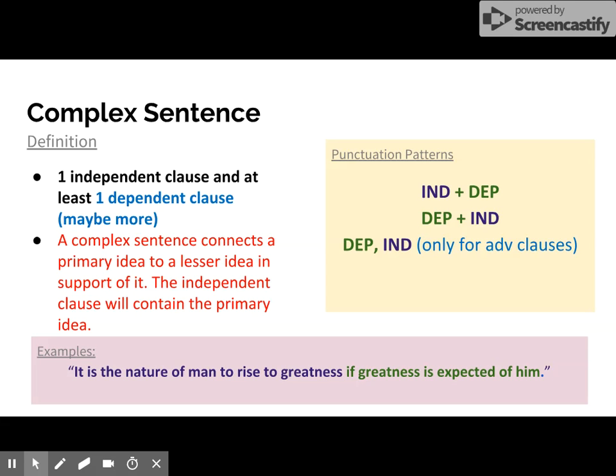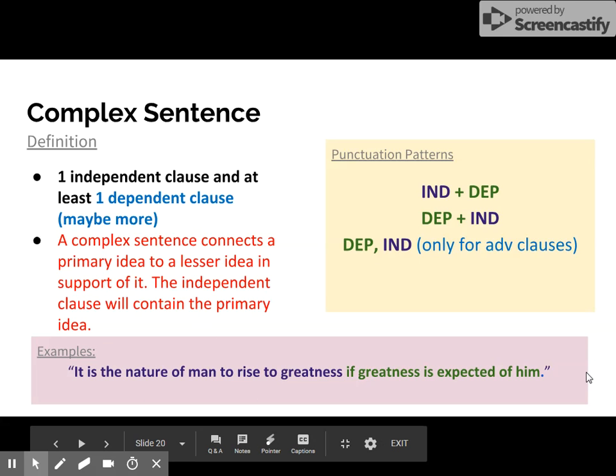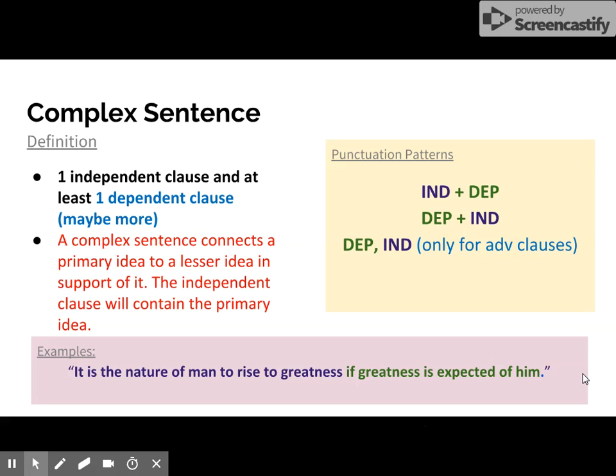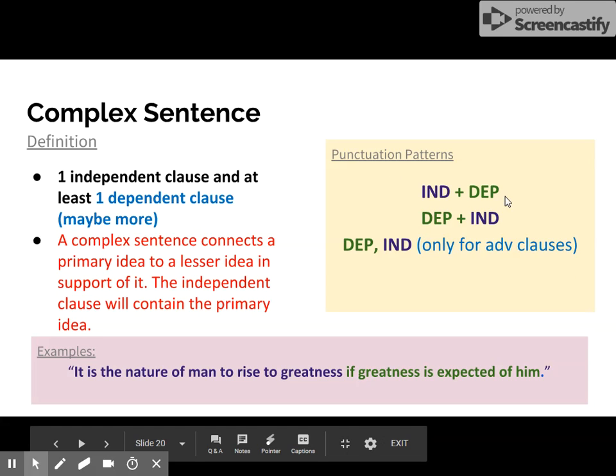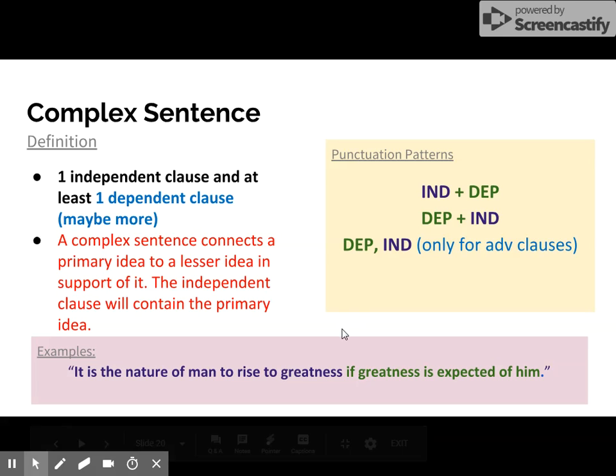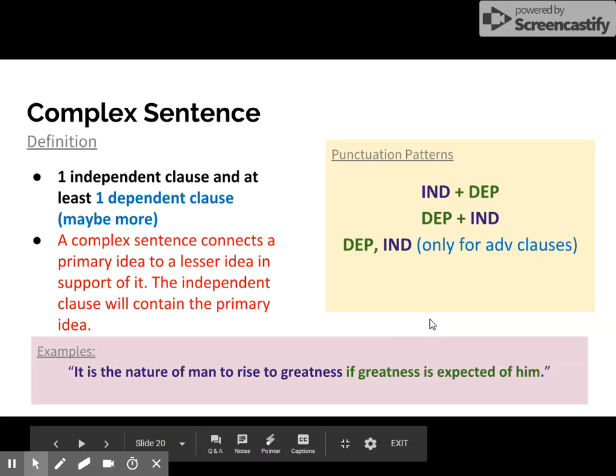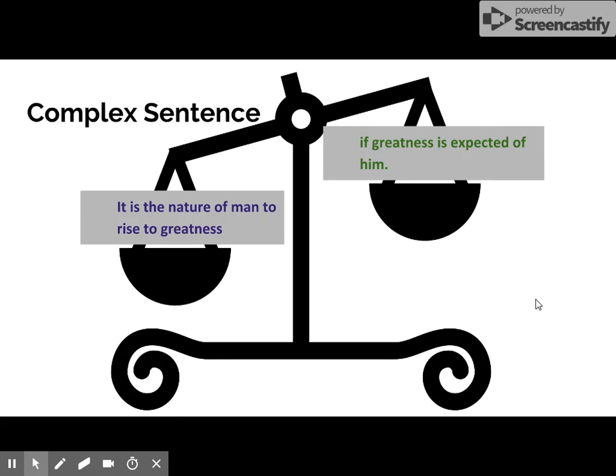So for example, in the box down here, I have a line from an American author, John Steinbeck. It is the nature of man to rise to greatness if greatness is expected of him. Now, in this case, I'm following this punctuation pattern up here where I've got an independent clause first, followed by a dependent clause that is started with a subordinate conjunction. Now, in this sentence, you can imagine that we're looking at it on a scale, and the main idea is in the independent clause, this idea that it is the nature of man to rise to greatness, that we have the potential to be great.